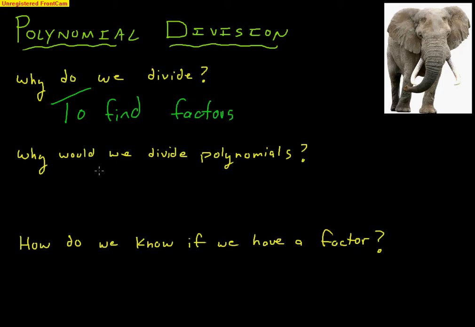So when I ask the question, why do we divide polynomials, guess what? The exact same answer: to find factors. That's our whole goal here, to find factors, because as you know, if we can find a factor, then you could also find zeros.